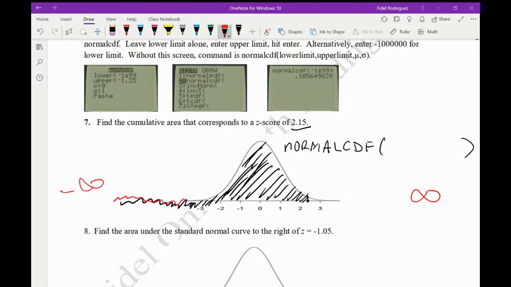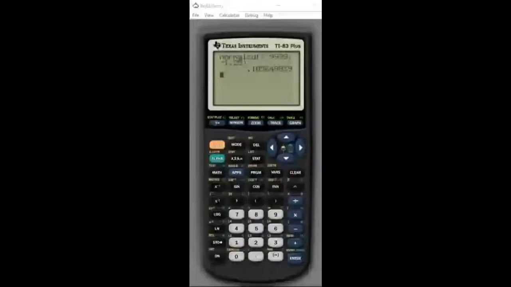So if I'm all the way to the left over here, and this is where I'm starting, this is my lower number. So that's going to be my negative 9999. Where am I stopping at? Well, we're stopping at 2.15, right? That's where I'm stopping. I'm going to show you two ways of doing it. I'm going to show you how to do it in the calculator, and I'm going to show you doing it using the table. So let me stop sharing this and come back to my calculator, and we'll do the same thing.